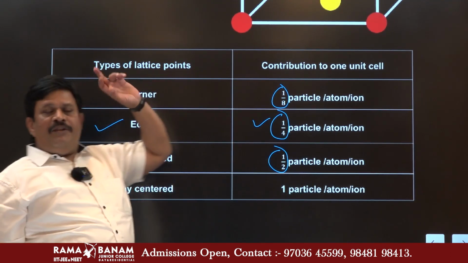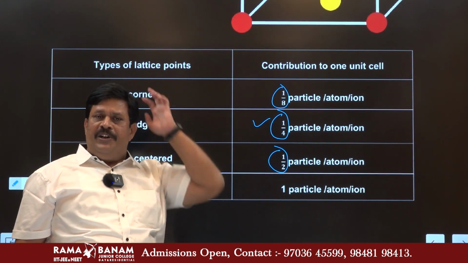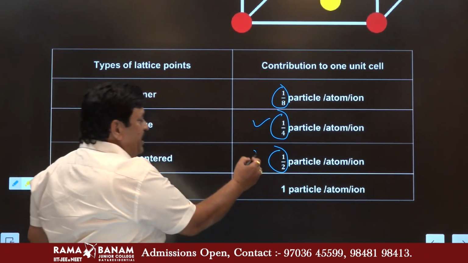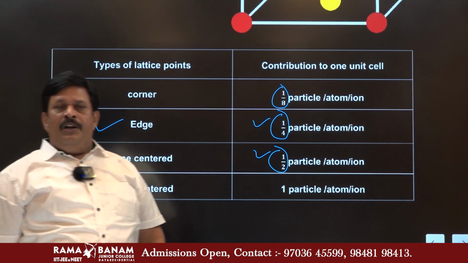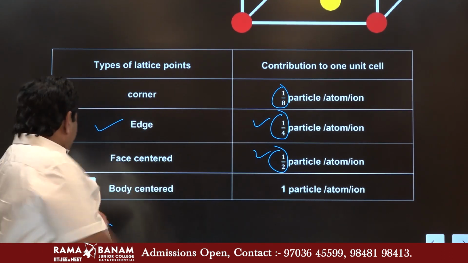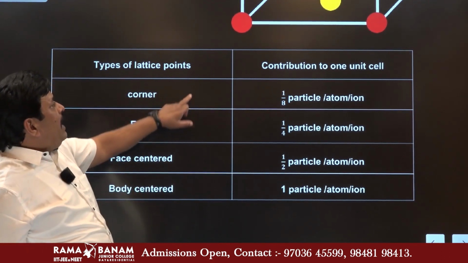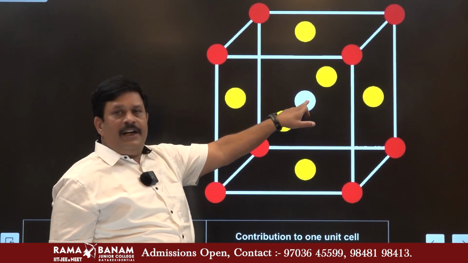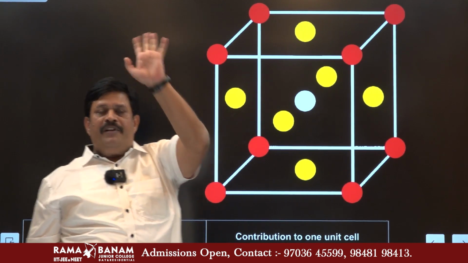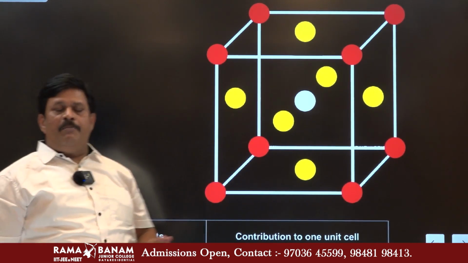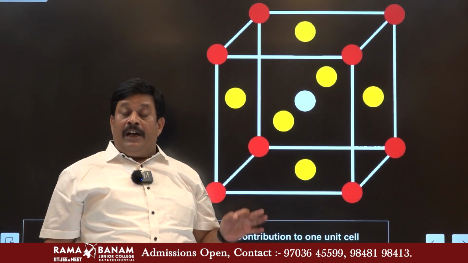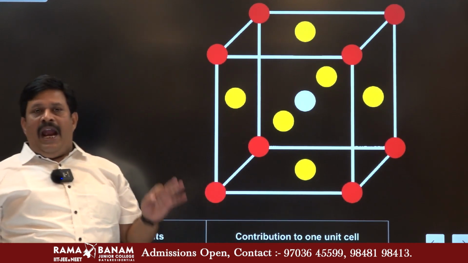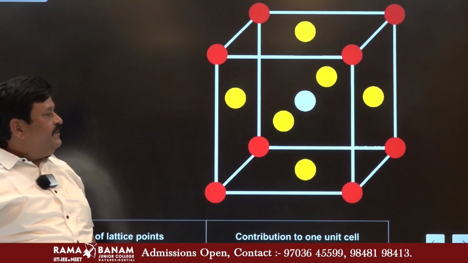The particle at a face center is shared by 2 unit cells, so its contribution for one unit cell is 1 by 2. And the particle present at the body center is confined to one and only one unit cell, so the contribution of this body centered particle is 1 for every unit cell. This is the most important thing: the contribution of the particles at different places in the solids.